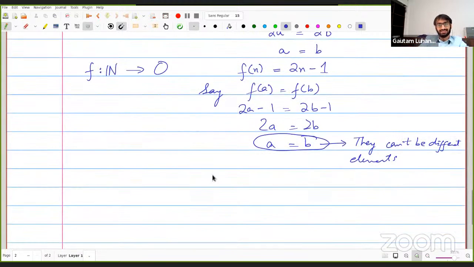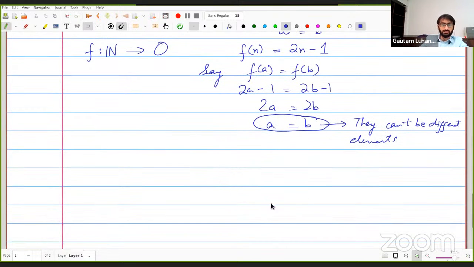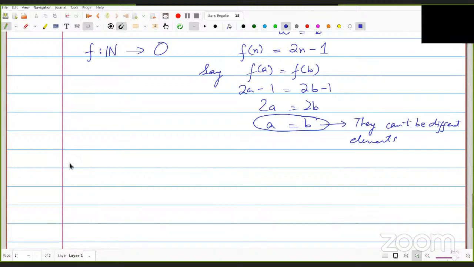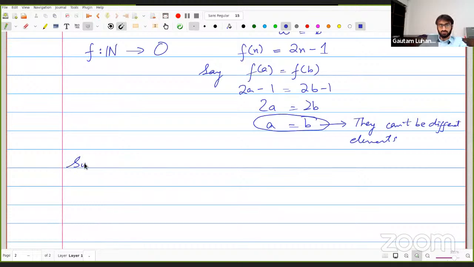Is that clear to everyone? Okay. And so let me just put down the definition of surjectivity. And then you can try to prove that on your own, perhaps. I'll leave it as an exercise to prove that the mapping from the set of natural numbers to the even numbers is surjective.